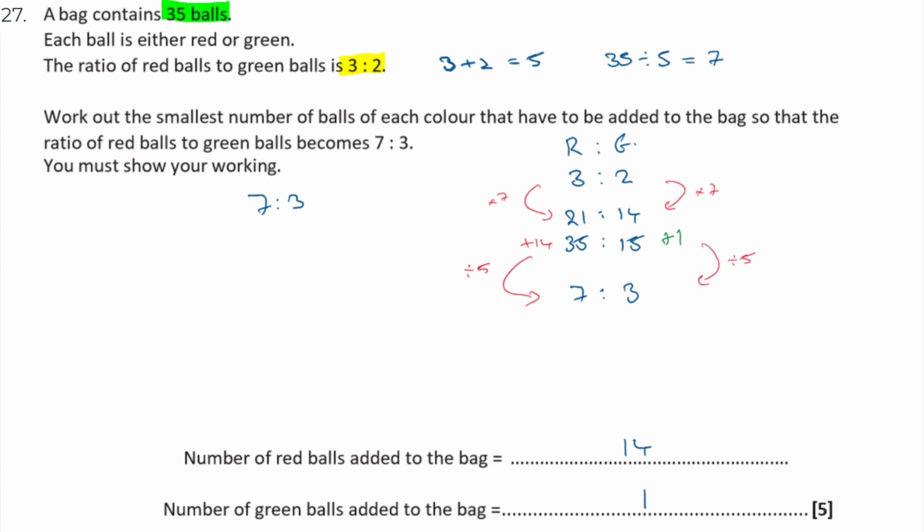I think that is the smallest way of doing it, because I only had to add 1 green ball to get 15. With any other multiple of 3, I'd have ended up adding more green balls, and therefore a lot more red balls. So that is definitely going to be the smallest addition. So yeah, feeling good about that answer.